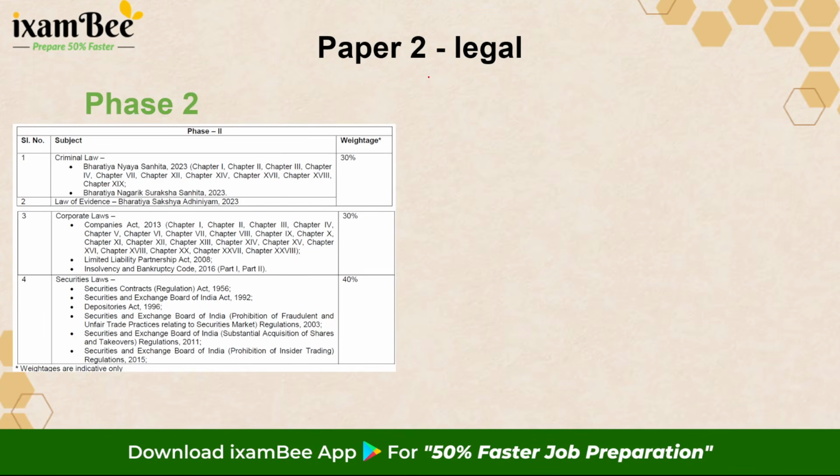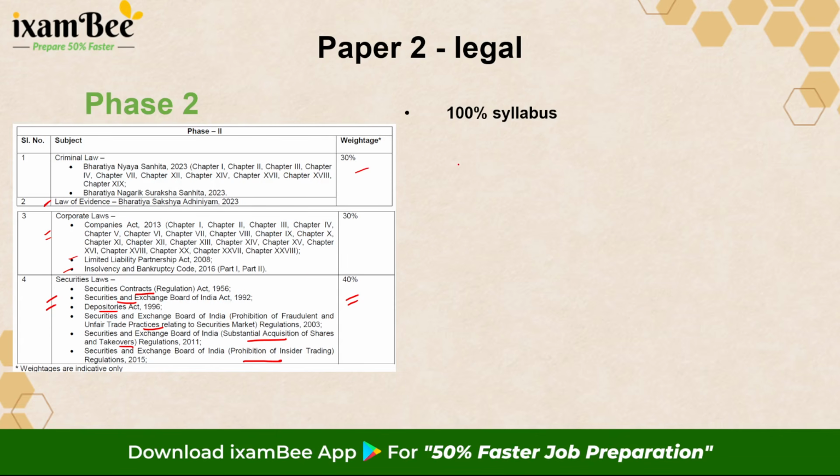Now let's look at Paper 2 legal. The Phase 2 syllabus is divided into 3 aspects: your criminal laws, including your BSA, then your corporate laws, including Companies Act, LLP, and IBC, having 30% weightage each for these 2 segments, and then your securities law, which has a 40% weightage. Securities law includes the securities acts like SCRA, SEBI Act, and the Depositories Act, and 3 key regulations related to prohibition of fraudulent and unfair trade practices, substantial acquisition of shares and takeovers, and prohibition of insider trading.